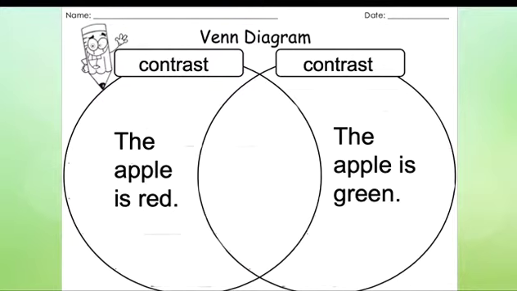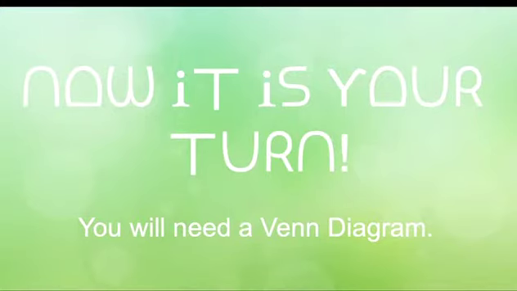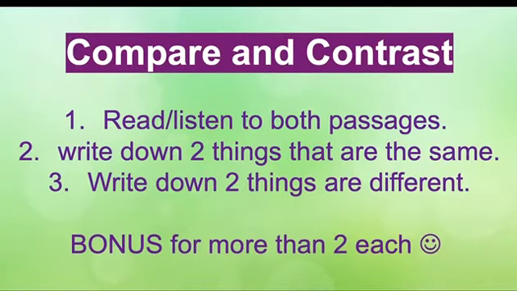So you're going to be doing this, but with reading passages. And let's look at those now. You will need a Venn diagram. So let's compare and contrast. Here are your directions. Read along and listen to both passages. Write down two things that are the same on your Venn diagram, and write down two things that are different on your Venn diagram. You'll get bonus points for more than two each.